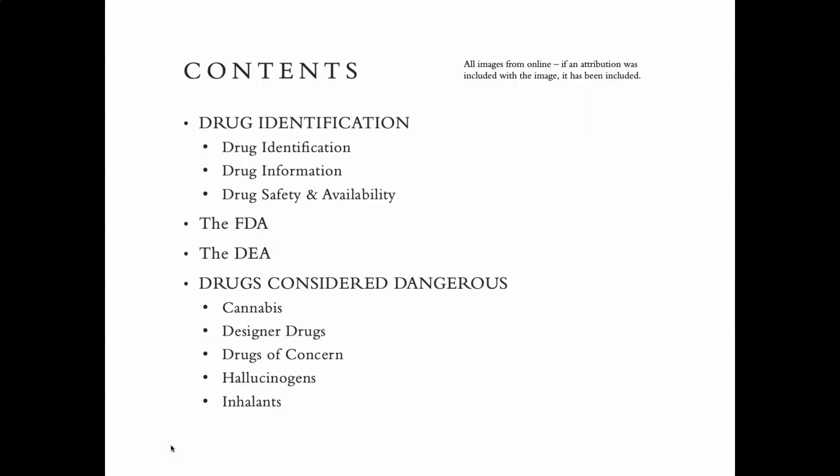All right, so yes, we're talking about drug identification, drug information, drug safety and availability. We'll go a little more in depth into the FDA and the DEA about what they do, what their role is, what you need to know about them, when you might access their websites. And then we're going to talk about drugs that are considered dangerous.